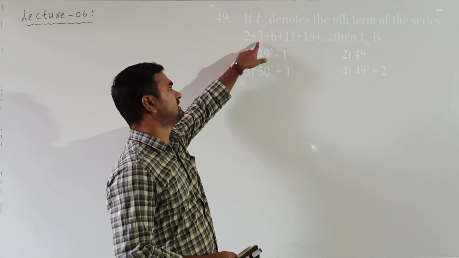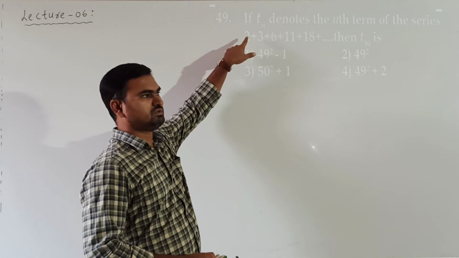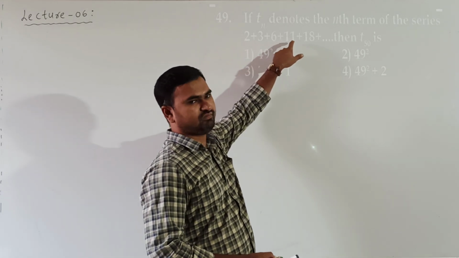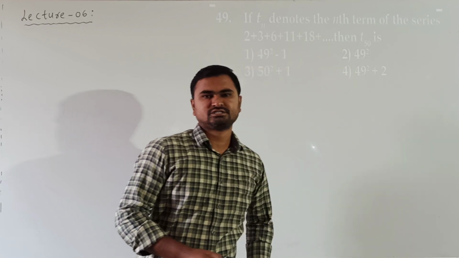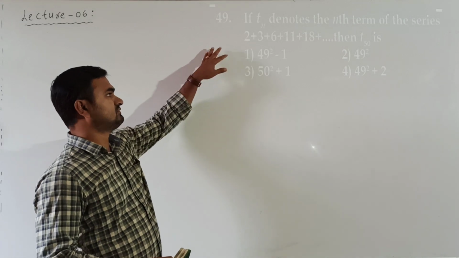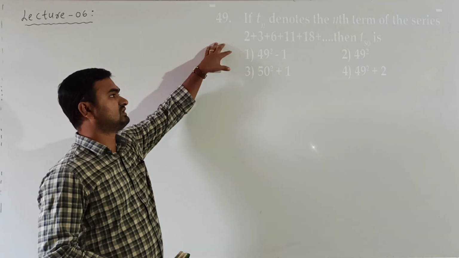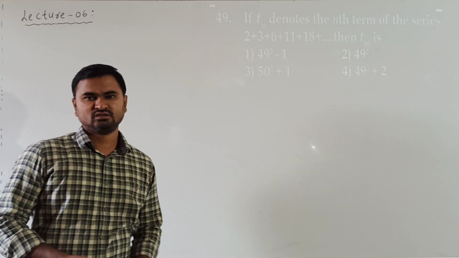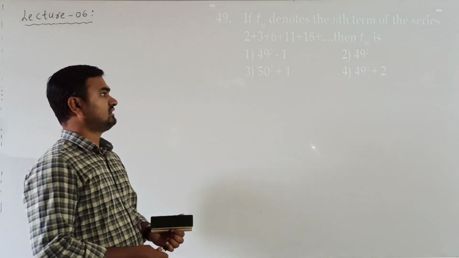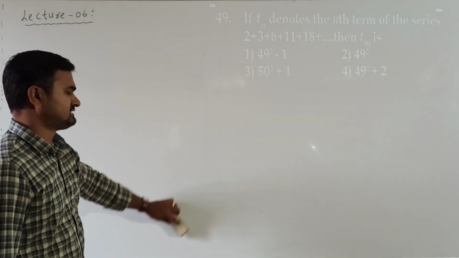And what about the ratio? 3 by 2 is 1.5, and 6 by 3 is 2. So the ratio is not the same. We can take the reciprocal of the terms and see if it forms an AP. You can observe that it is not forming an HP also. So the given terms are not in a standard progression, neither AP nor GP nor HP.